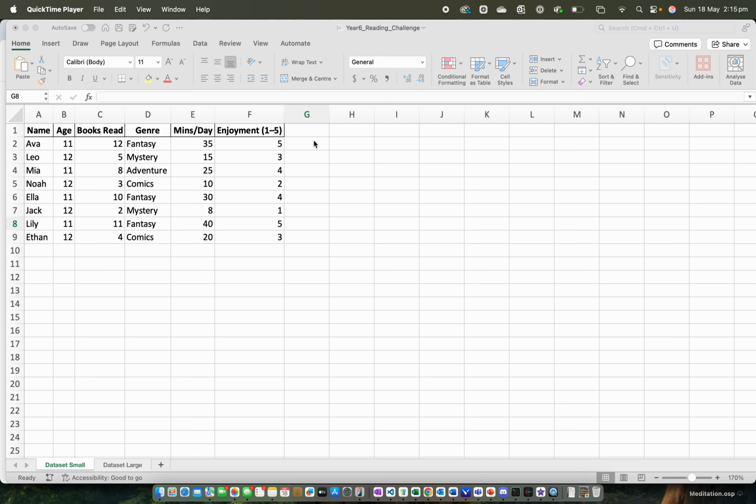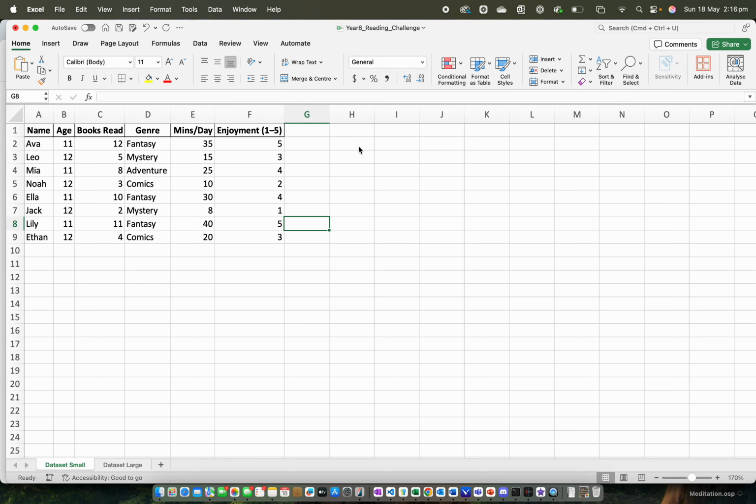So what about if we want to find out the most common enjoyment rating? We need to use a different type of average called a mode. So a mode is the most commonly occurring number in a list of numbers. So what we're going to do is Excel can really do this nice and easily for us.